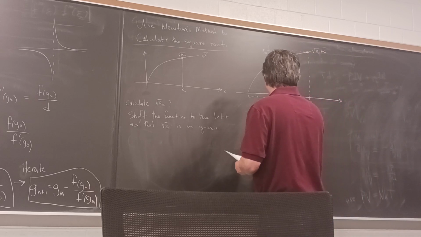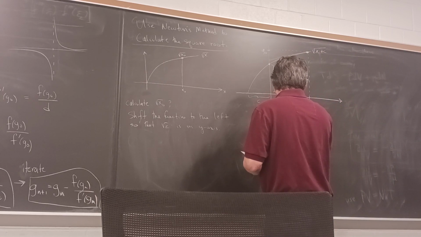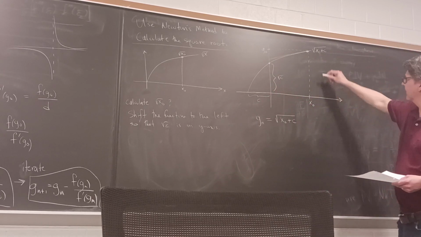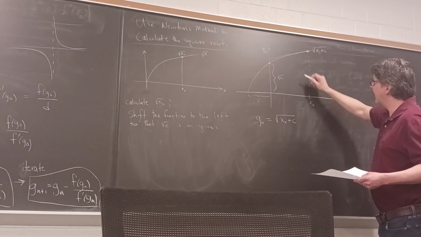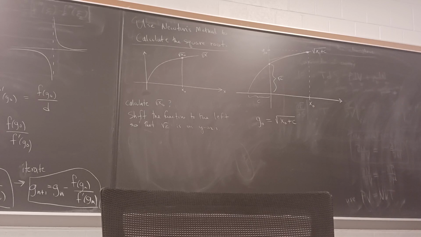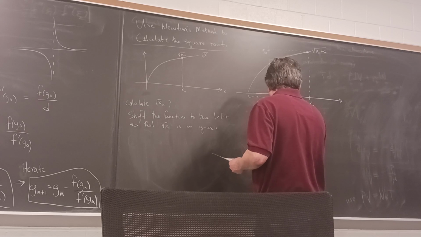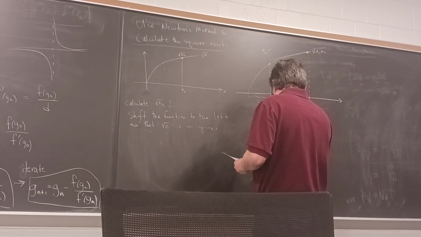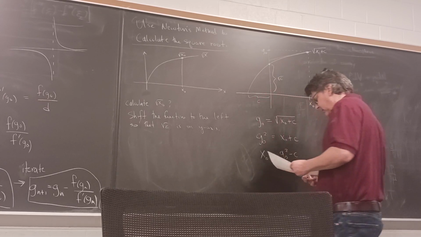So G0 was equal to the square root of x0 plus c. This is the curve, x plus c, so G0 corresponded to this x0. And so we can write G0 squared is equal to x0 plus c. I'm going to need x0 here in a minute. This is G0 squared minus c.